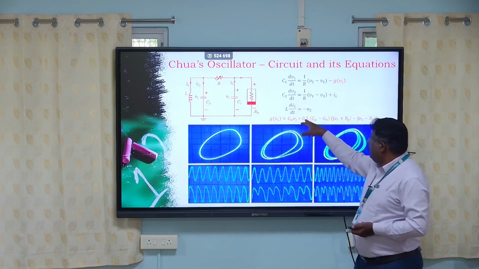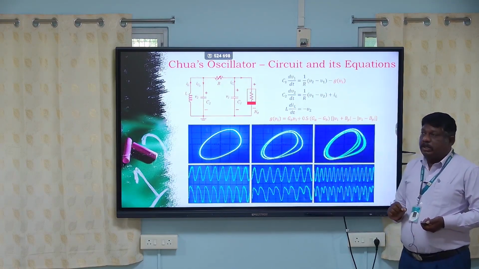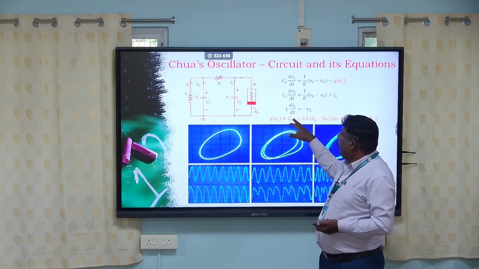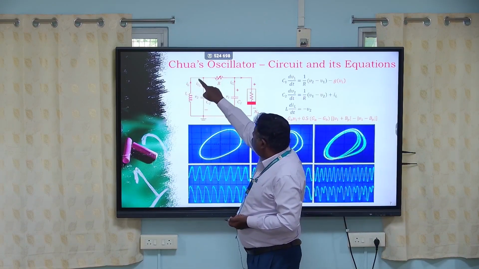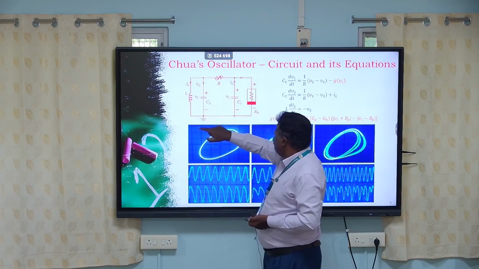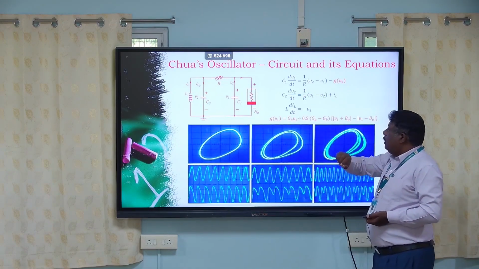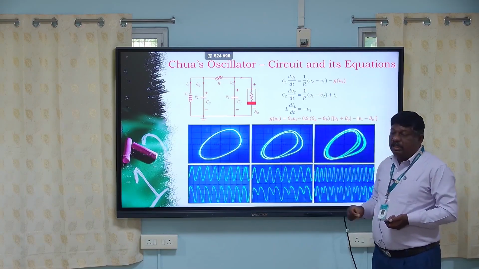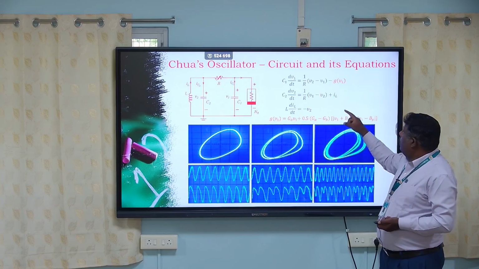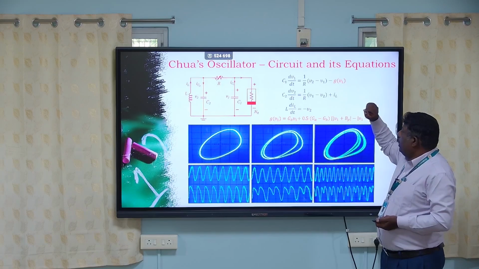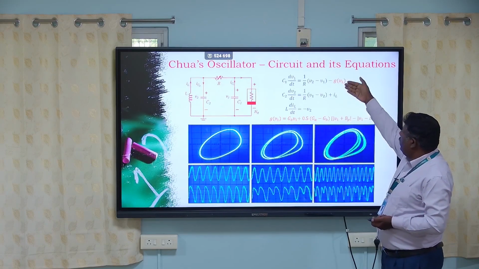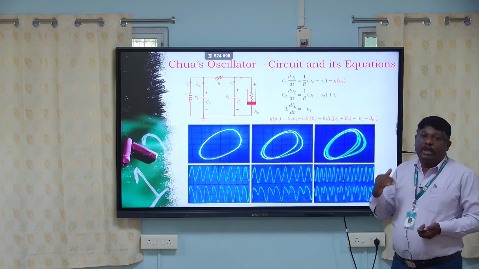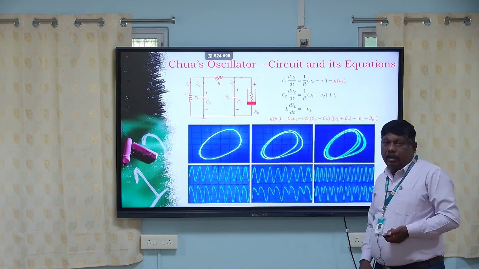So these two equations are current equations, and the last equation is a voltage equation. This loop, L and C, is used for the voltage equation. Here L dIL by dt is equal to minus V2. Then we can fit the nonlinearity G of V into that equation. So we find a total of 3 coupled equations in this oscillator.